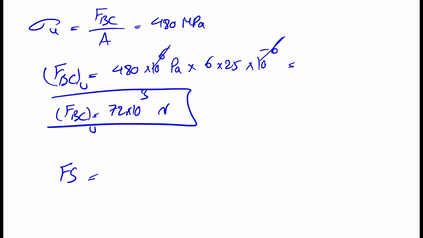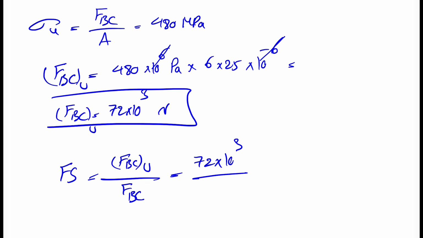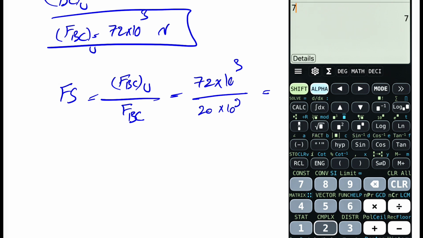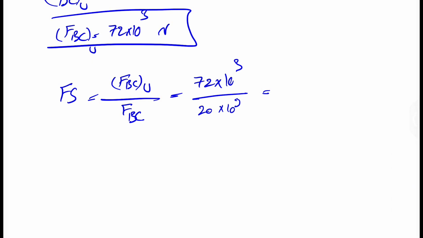If we want to find our factor of safety, we have the ultimate force in FBC, which is what we found here. We can show it with U to differentiate it from what we had before. So we use FBC ultimate over what we found based on the P that we have: 72,000 over 20,000, which is 72 divided by 20, giving us 3.6. And this would be the final answer for this question.